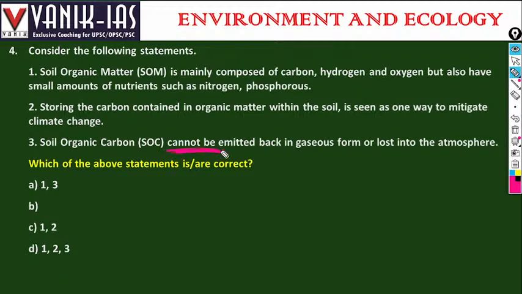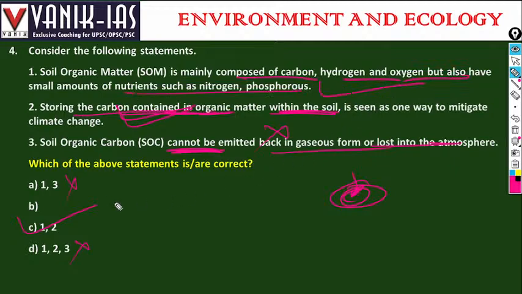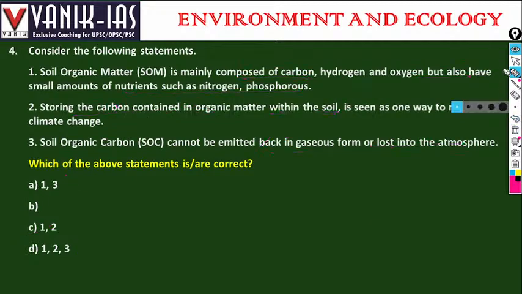Generally, such statements with words like cannot are wrong, because there are always certain possibilities. It can be lost, it can be emitted, it can be lost to the atmosphere. So such a statement is wrong. If three is wrong, then obviously options with three are wrong. So one and two are the right options. Storing the carbon content in organic matter within the soil is seen as a way to mitigate climate change. This is carbon sequestration, you are storing the carbon within the soil. This is right. Composed of carbon, hydrogen, oxygen, and also having small amounts of nutrients, yes. So the first and second statements are right, and options one and two will be right regarding soil organic matter.